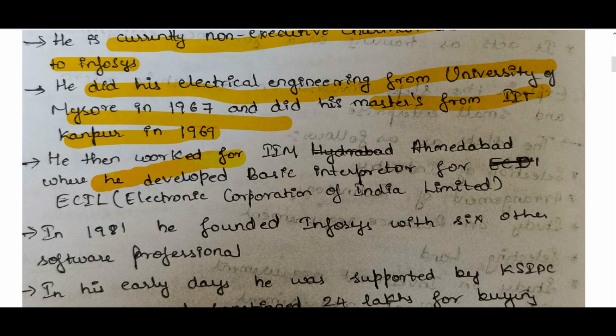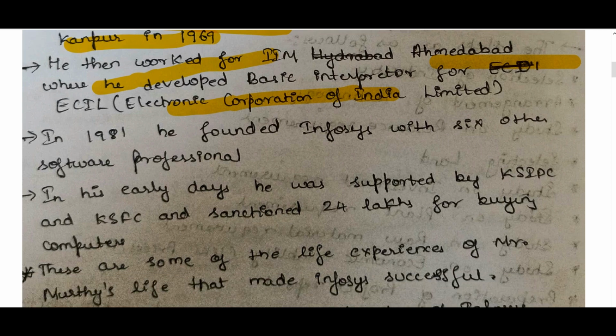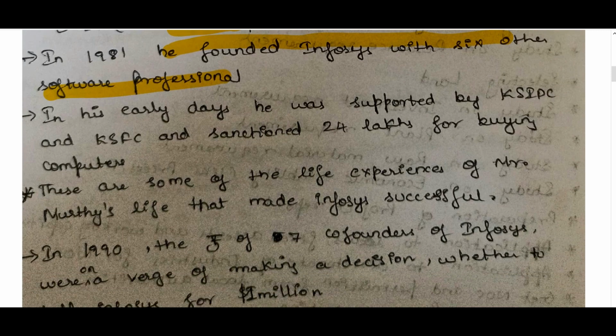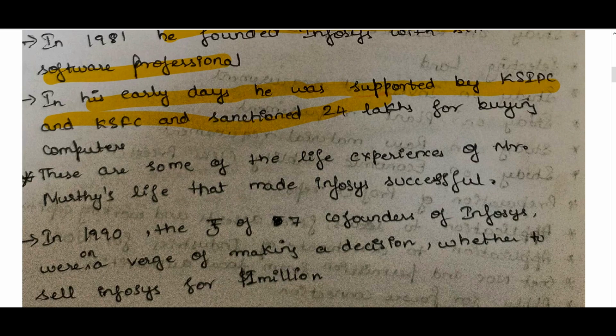He worked for IIM Ahmedabad, where he developed a basic interpreter for ECIL, Electronics Corporation of India Limited. In 1981, he founded Infosys with the help of six other software professionals. In the early days, he was supported by KSIDC and KSFC, established by the Government of Karnataka, who sanctioned 24 lakh rupees for buying computers.